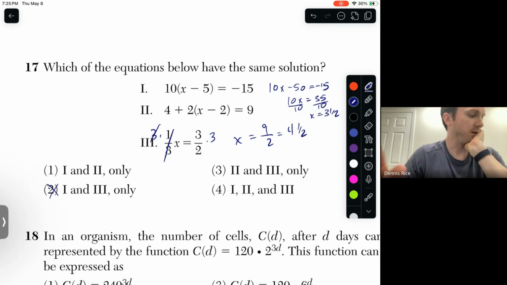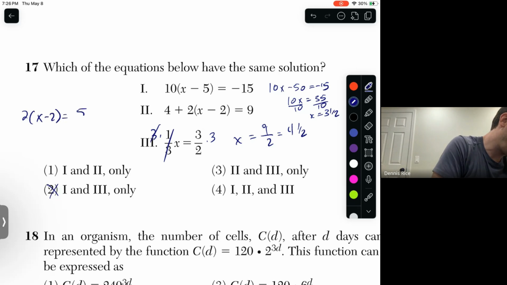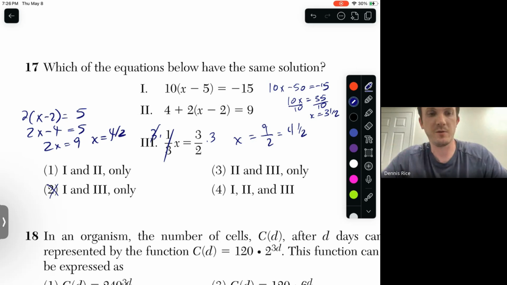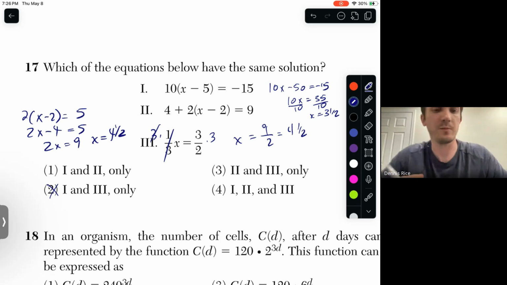But we do have to figure out Roman numeral 2. That would be 2x minus 4 equals 5. 2x equals 9, or x equals 4.5. So this question probably would have been challenging for people, but it really wasn't that bad. It was just like, hey, how do I do this? Oh, I just actually have to solve all 3.